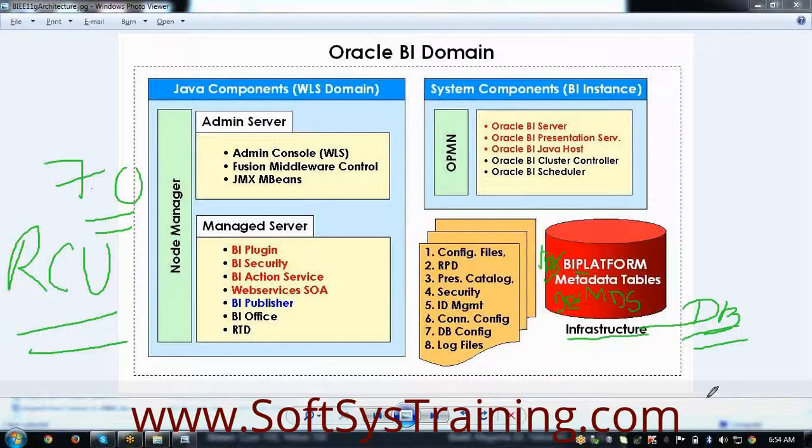Then, on the other hand, here you have different file types. The first one is configuration files, which store some important configuration mechanisms and data. We'll talk about these configuration files in the coming classes. Then you have the RPD file, which stands for Rapid Database File, or in simple words, the repository.